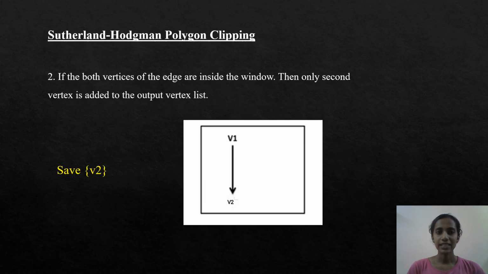Now the second case is, if both the vertices of the edge are inside the window, then only the second vertex is added to the output vertex list. Let us see in the diagram, both the V1 vertex and the V2 vertex are inside the window, but we have to save only the output vertex, that is, we have to save only V2.